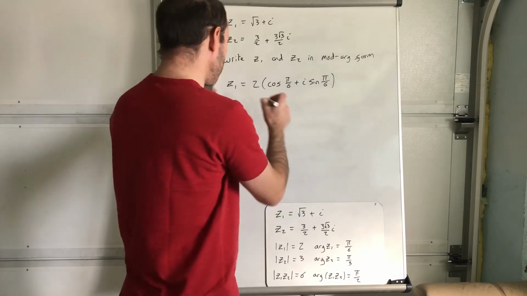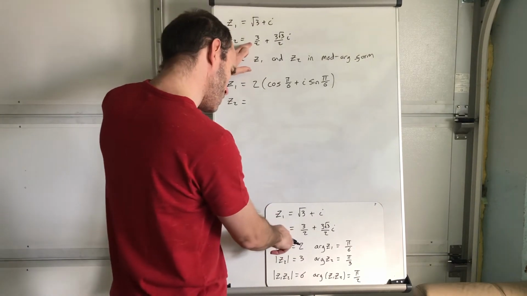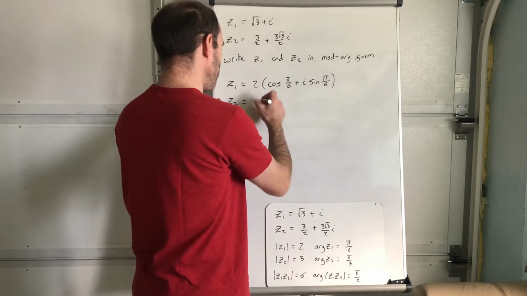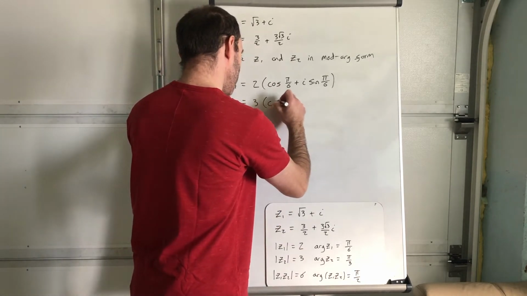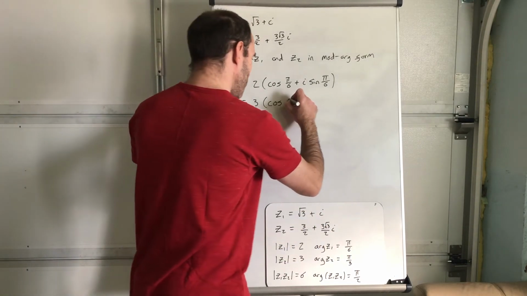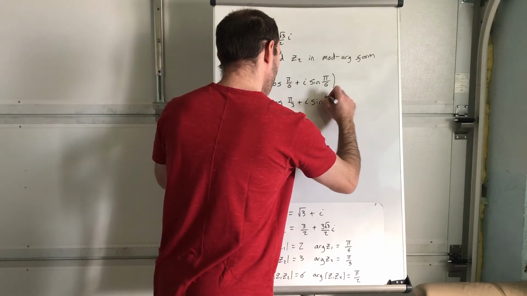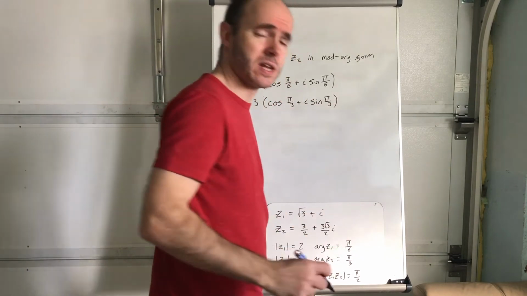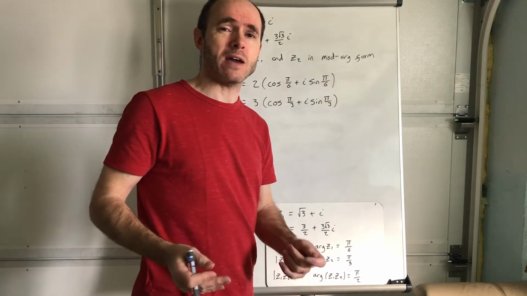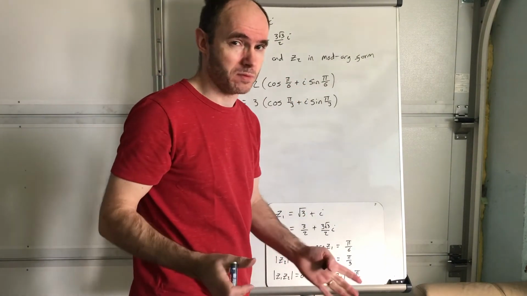And I'm going to do the same with z2. The modulus of z2 was 3, and the argument of z2 was pi over 3. So 3 times cosine pi over 3 plus i sine pi over 3. That's just a nice example of how you convert from the Cartesian form to the modulus argument form.